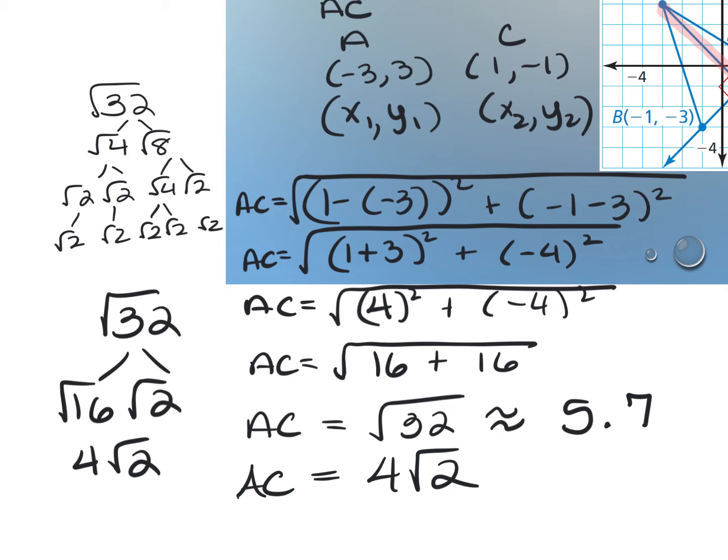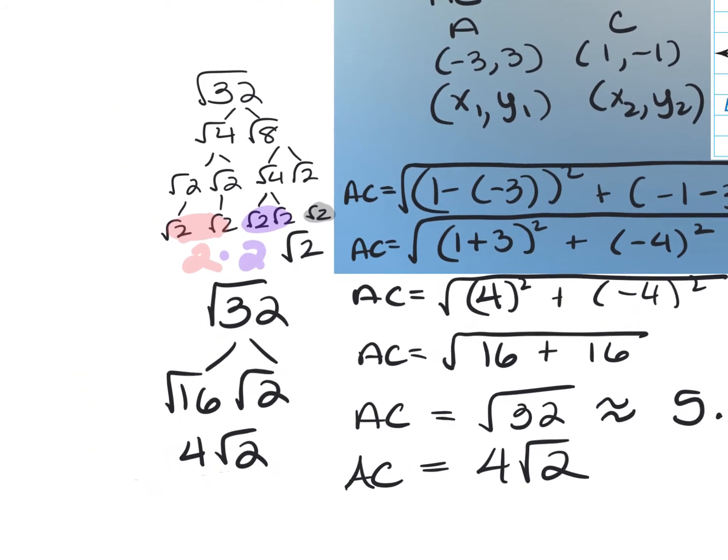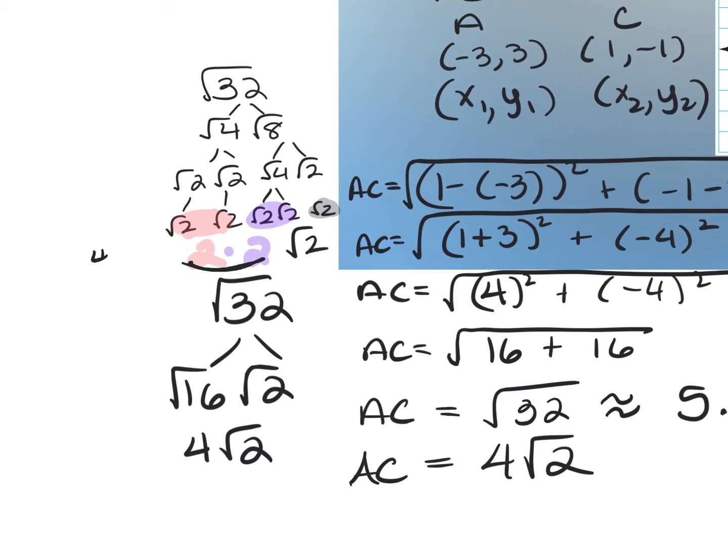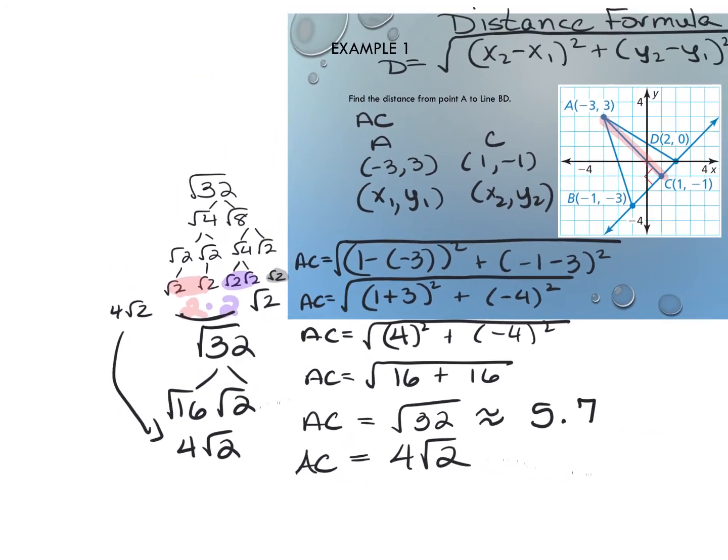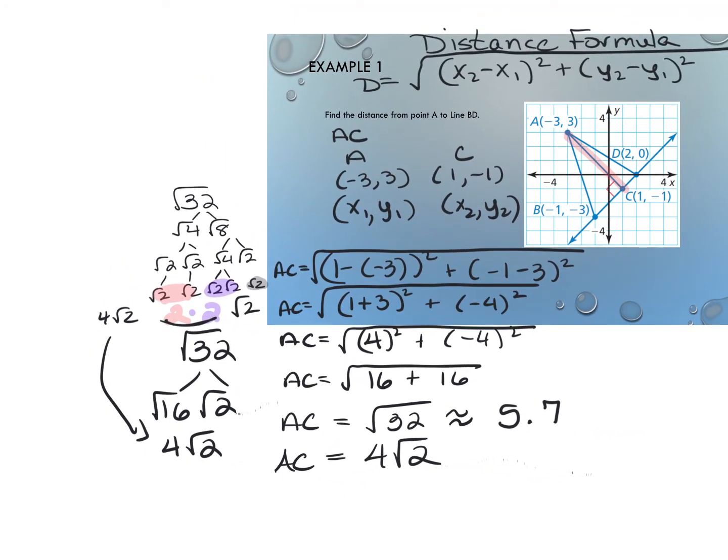Now I go back and look for my pairs. So I have a pair of 2's here, so a 2 comes out. A pair of 2's here, a 2 comes out. And then this 2 that's here doesn't have a pair, so it stays underneath. Then you multiply the 2 that came out from each pair. So these 2 get multiplied together, and you get the same answer you got when you did 16 times 2. It doesn't matter what you start multiplying with, as long as you keep breaking it down till it's prime, and then look for the perfect squares or the pairs.